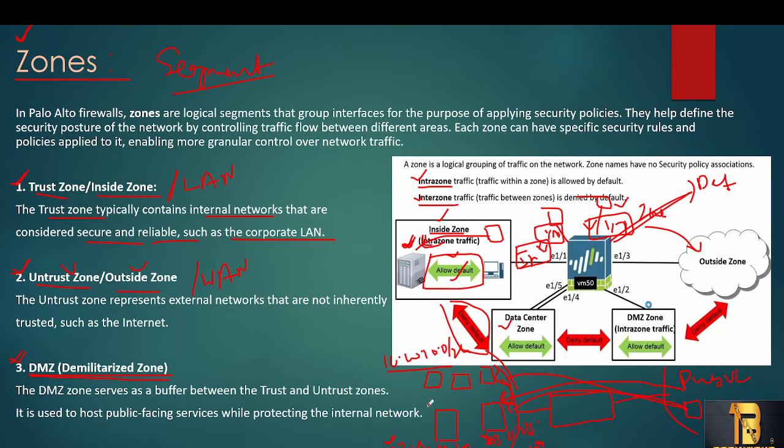To avoid that, we need to separate these servers from our internal network, to stop users on the internet from directly coming to our inside zone. For that reason we create one more zone called the DMZ zone, which contains the servers that are publicly faced. We create a DMZ zone for this purpose only.